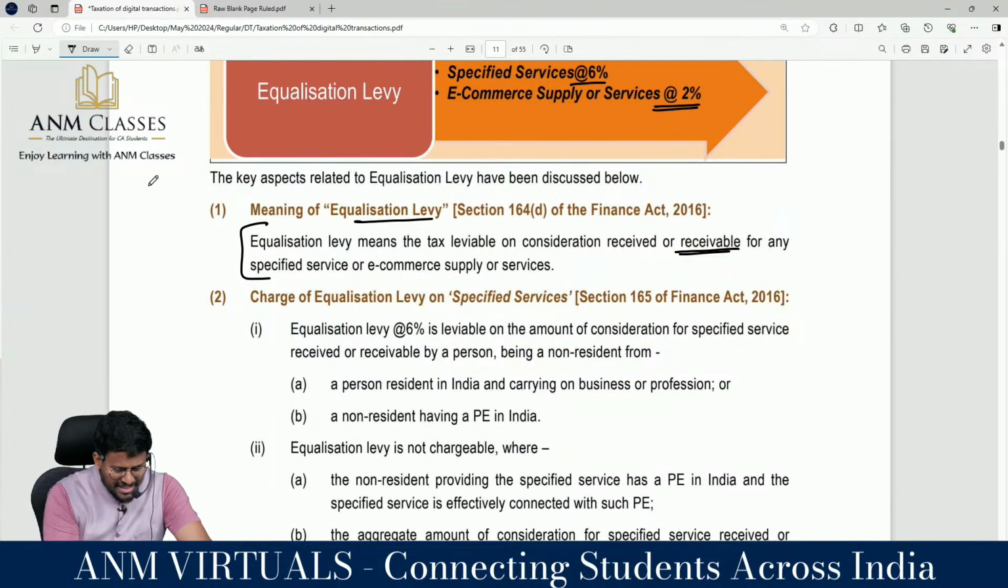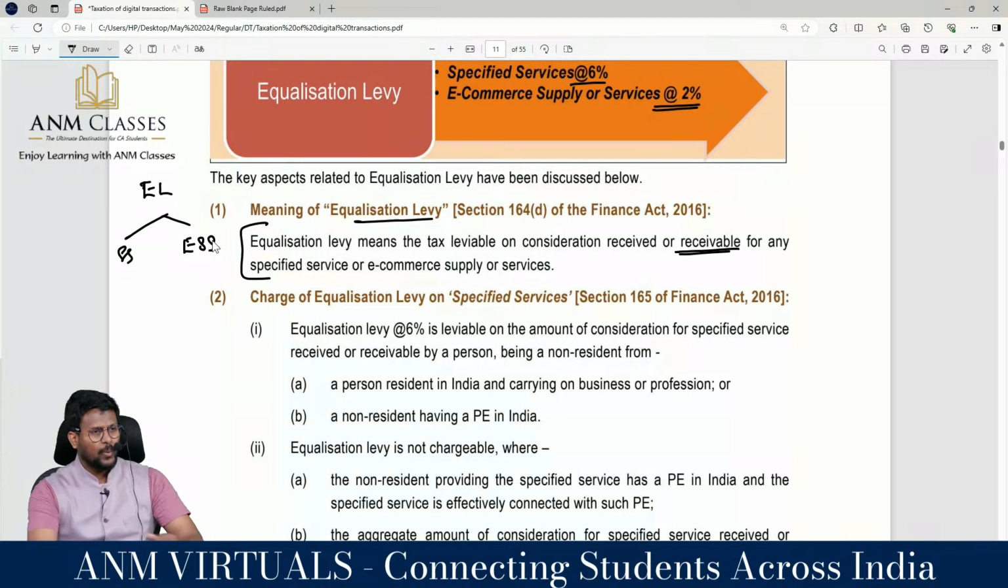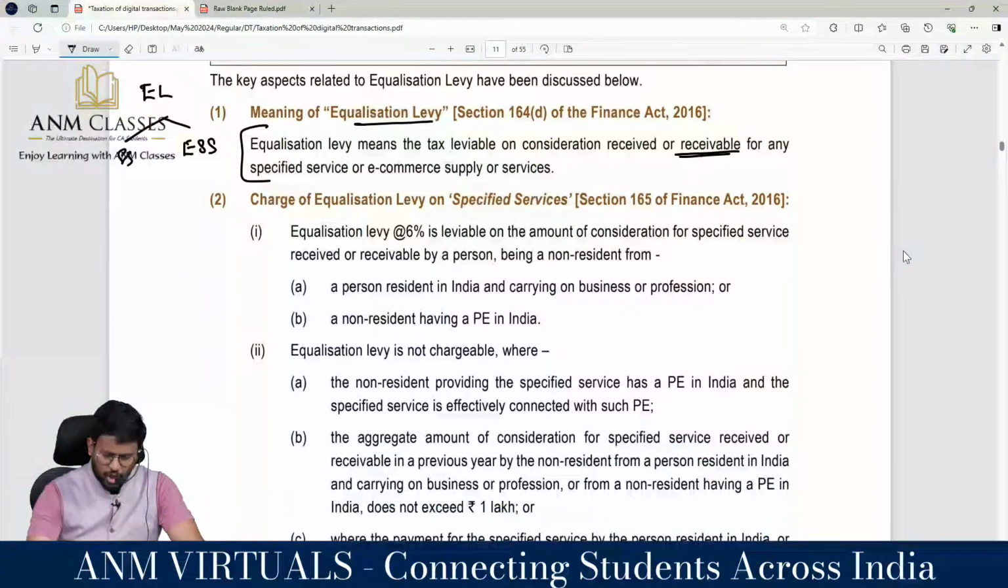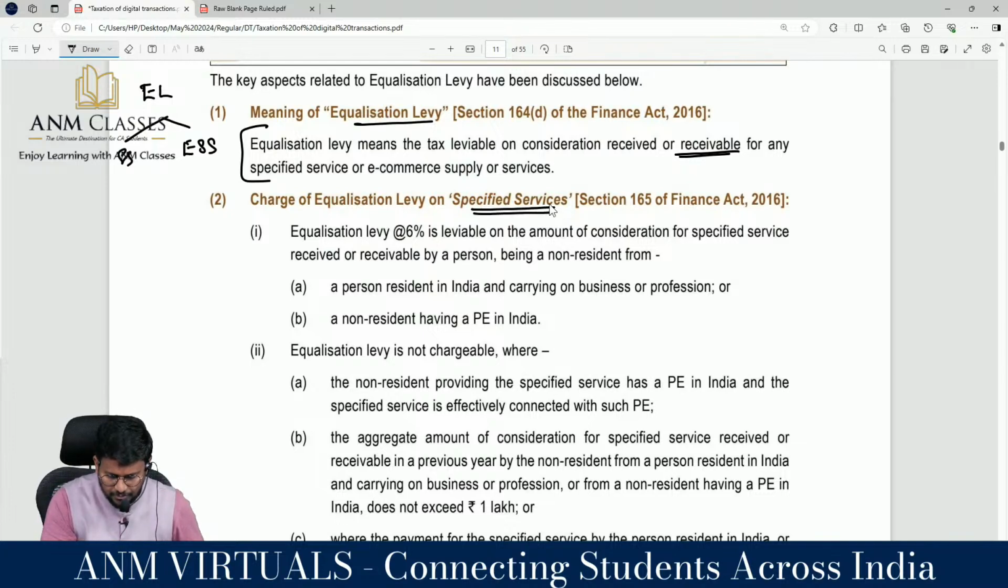Equalization levy will apply to only two things. Number 1, specified services. Number 2, e-commerce supply of services. Equalization levy will be applicable to specified services. Number 2, e-commerce supply of services. Charge on equalization levy on what services?